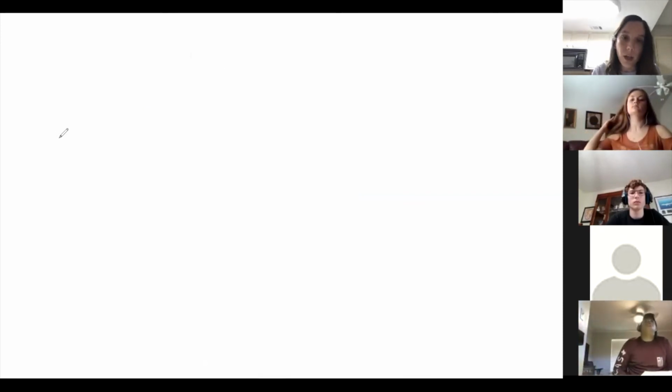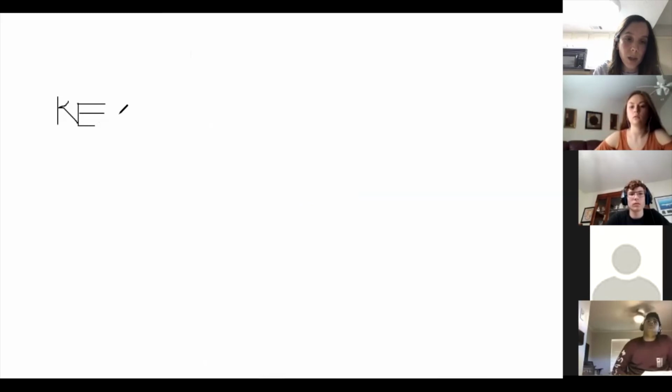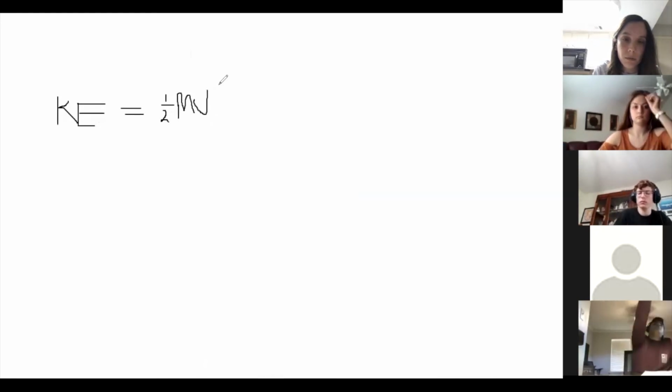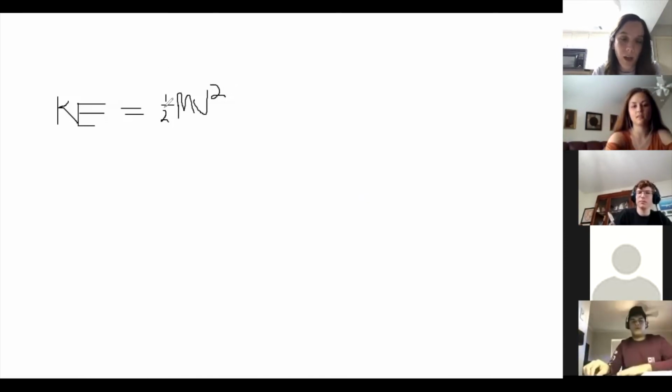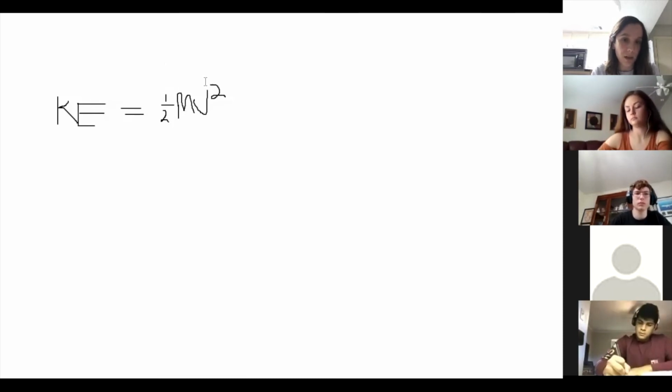Okay, so looking at kinetic energy's formula, kinetic energy equals 1/2 mv squared. I'm actually surprised at how well I could do that. That doesn't look that great, but better than I thought it would. All right, so 1/2 mv squared. And so what does that say? That kinetic energy is related to two things, the mass of the object and its velocity.